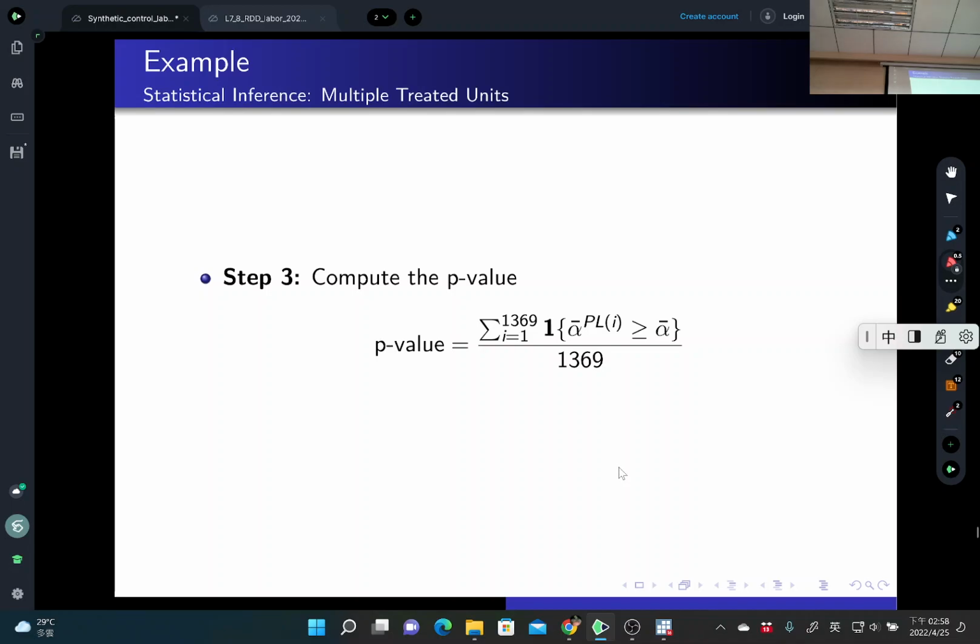But if we find none of them, or very few of them, are bigger than our real estimate, we might conclude this is a significant difference from zero. The threshold is the same as usual: 5%, 10%, or 1%. If the p-value is below that, you can conclude the estimate is significant. Okay, any questions?